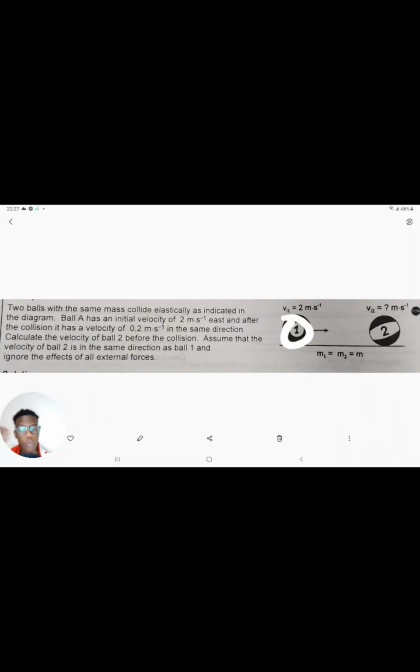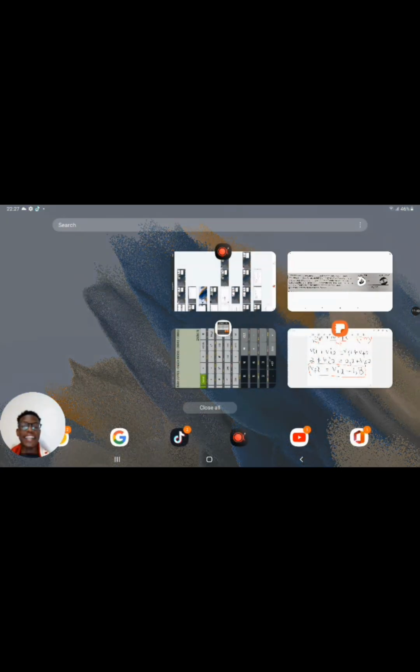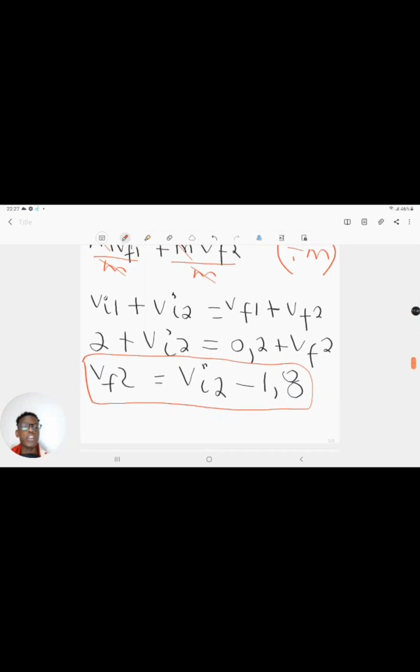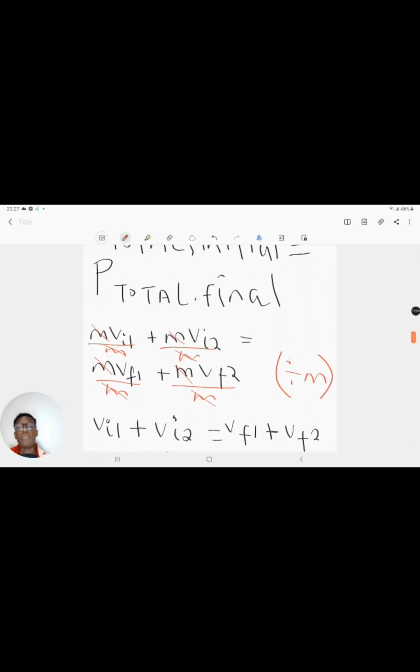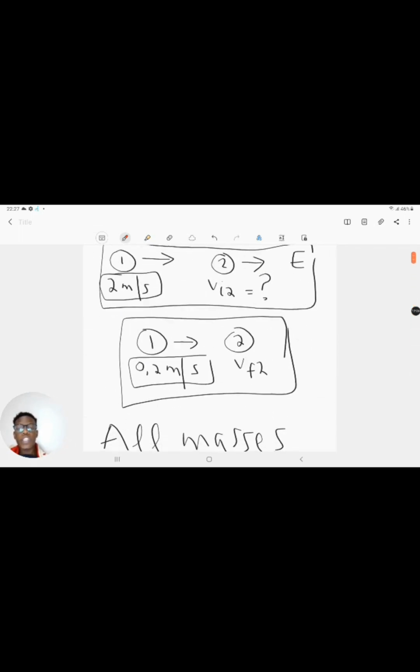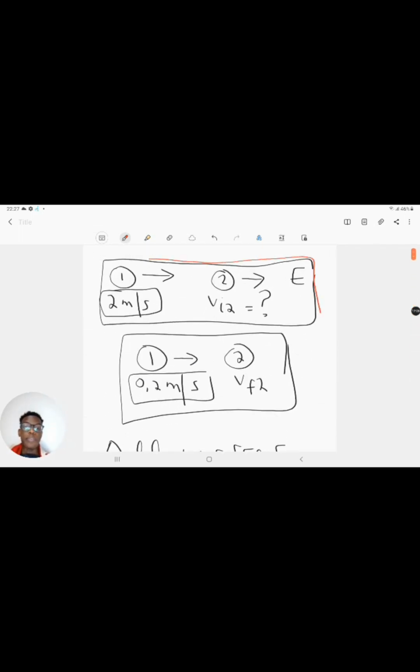The question says two balls with the same mass collide elastically. That's the keyword, elastically. This is an elastic collision. What does elastic mean? We covered this in a previous video. Elastic simply means that the kinetic energy in the system does not change. The kinetic energy is conserved. So the kinetic energy of the balls that we started off with is the same as the kinetic energy of the balls that we end up with after the collision.